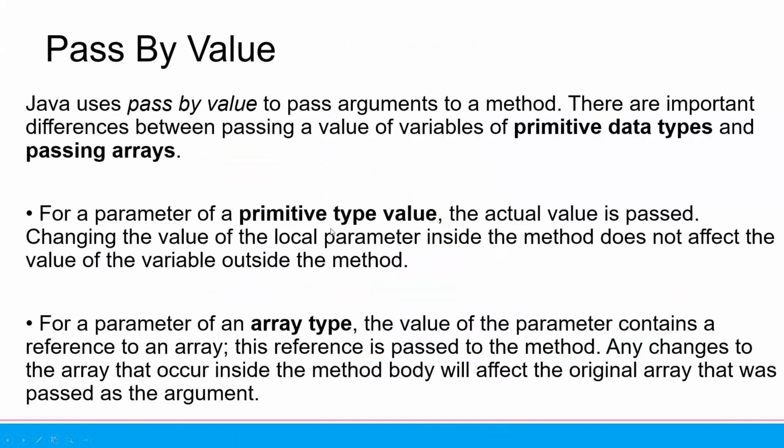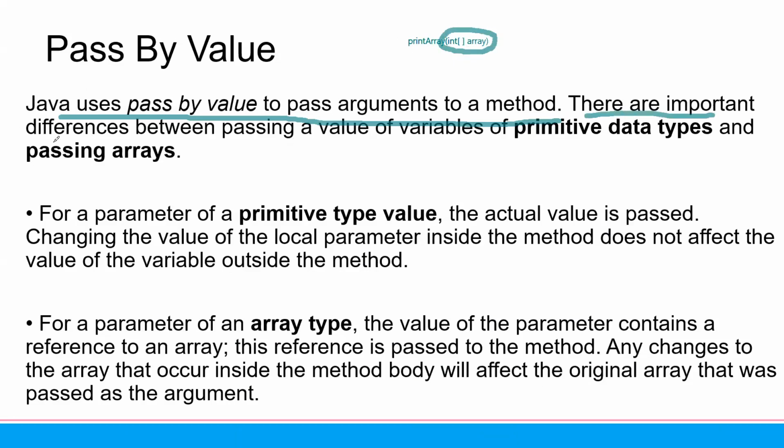Pass by value. What does it mean by pass by value? So in this case, Java uses pass by value to pass arguments to a method. So you have the printArray, and then you have an argument. In this case, it is an array. So this is an array.